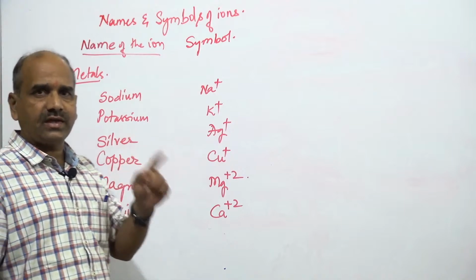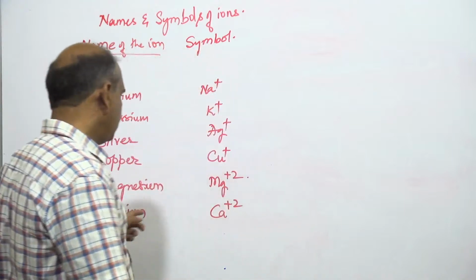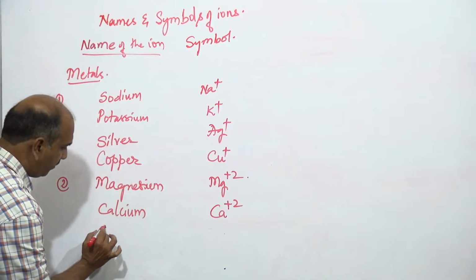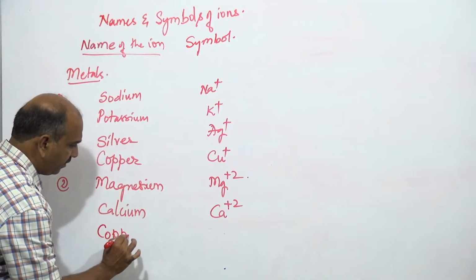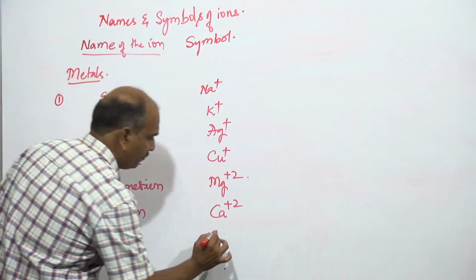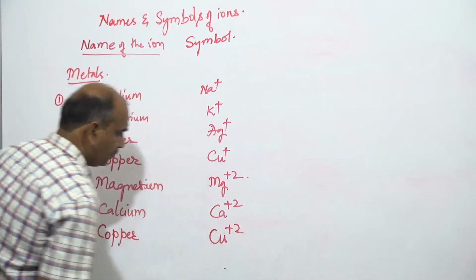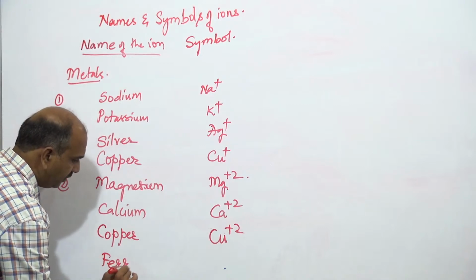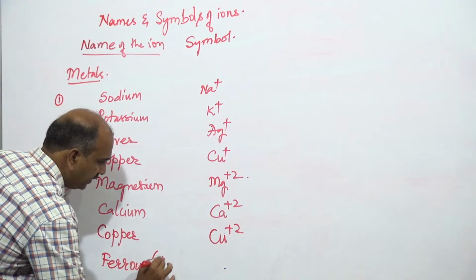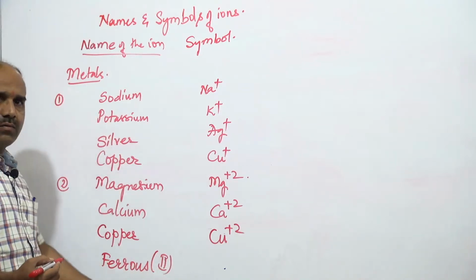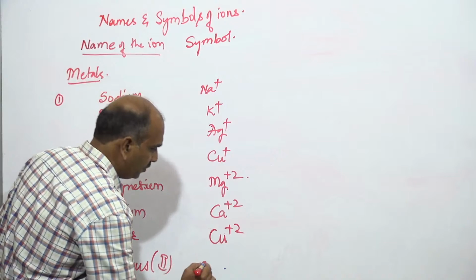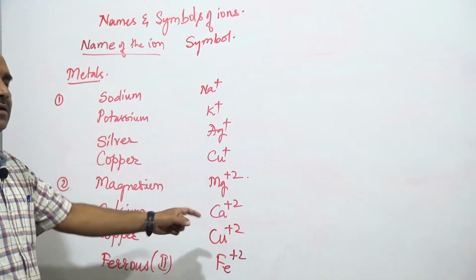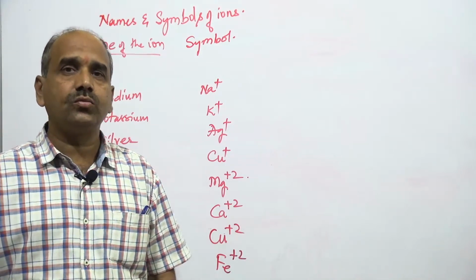Okay, magnesium is the second group element. So magnesium Mg+2, calcium Ca+2. Then copper is there. Copper also exists in the +2 form. So it is Cu+2. Then you have iron, ferrous we call ferrous. So it will be written in bracket. What is the charge? So +2. So here it shall be Fe+2. So these are the ions with the +2 charge.